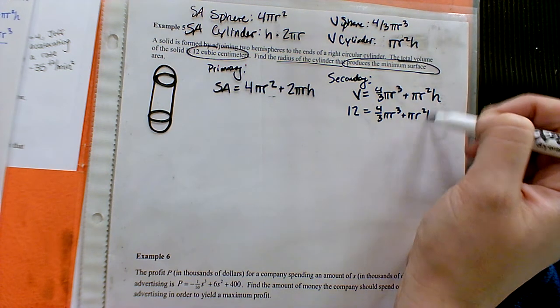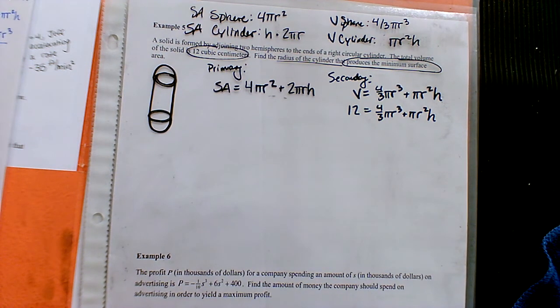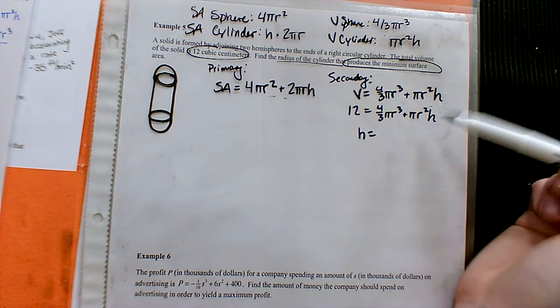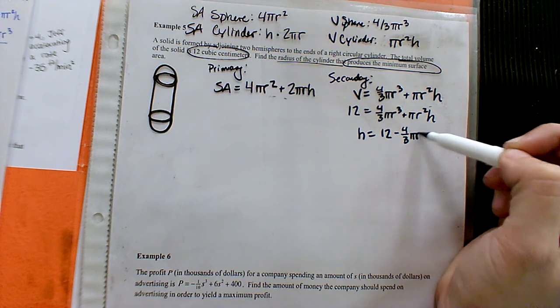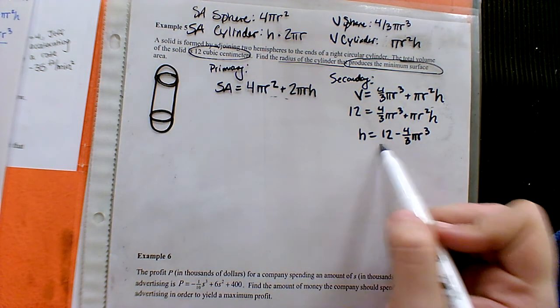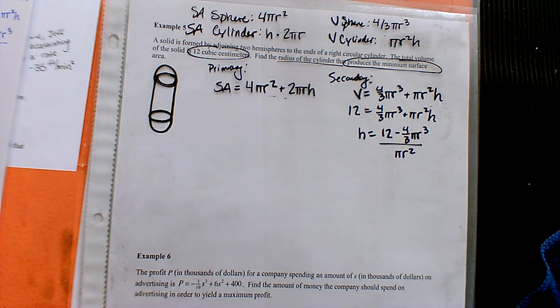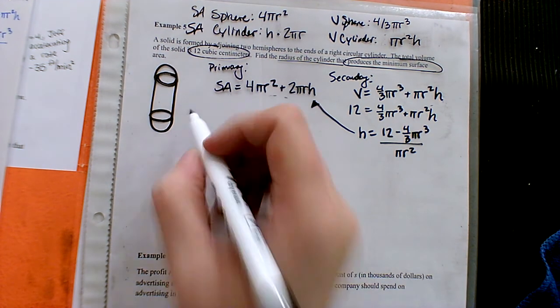So is there an easy variable in here that we can solve for and substitute into our primary equation? H, right? That's the only one. So to get h by itself, we'd have to subtract 4/3 pi r cubed and then divide by pi r squared. So that craziness, we're going to substitute it in.